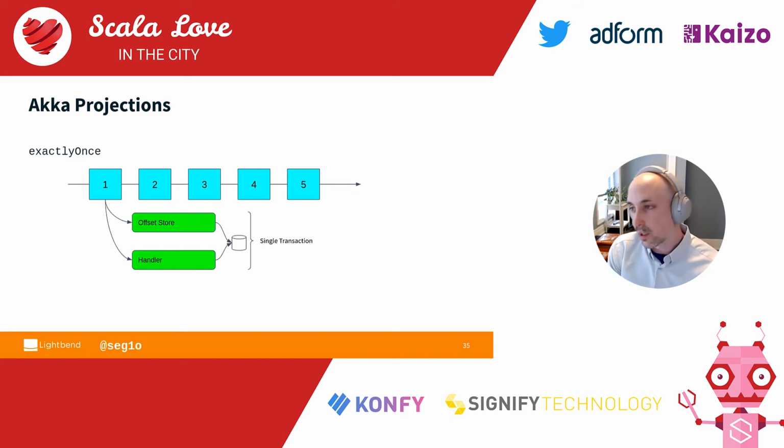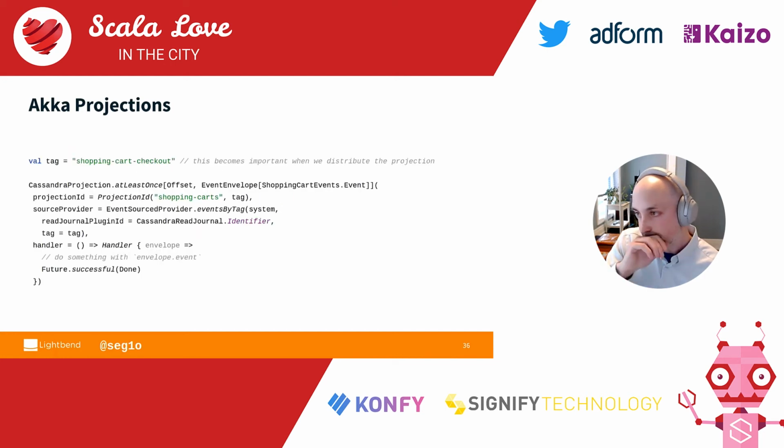And then exactly once is a kind of mythical message delivery strategy that we can implement with a number of caveats. If we use a relational database that supports transactions, and we have the offset store and the projection target in the same database, then we can combine those into a single transaction. It's an all or nothing operation that we can commit or roll back. So that's how we achieve those guarantees.